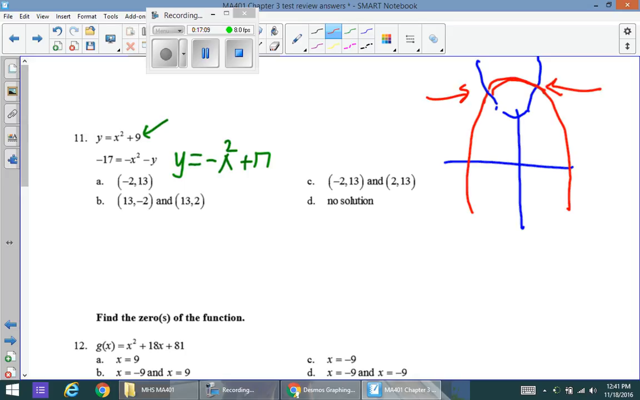And I have to find it by either zooming out or pressing the window button and changing my Y maximums. So they're in just that standard 10 by 10 window. And what I'm going to do is look at them with a Y max of 20. And when I choose that Y max of 20, I can see that the graph is crossing at the negative 2 on the X and the 2 on the Y. It's this answer choice right here.